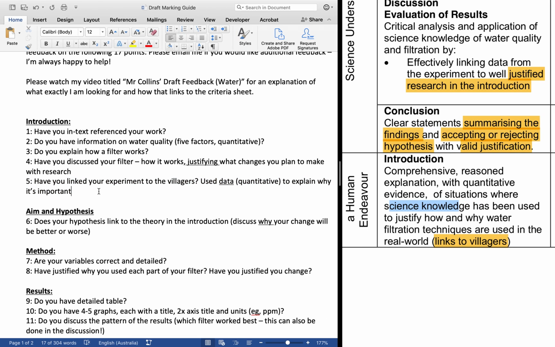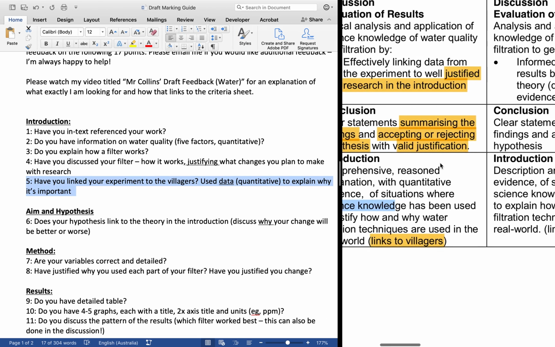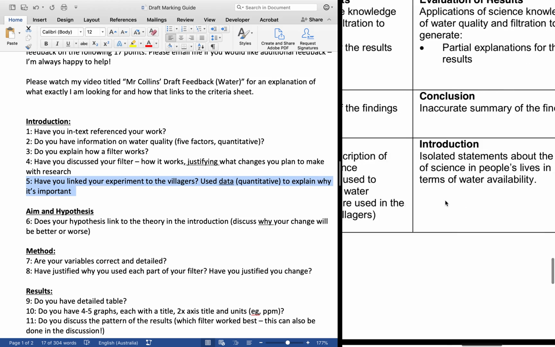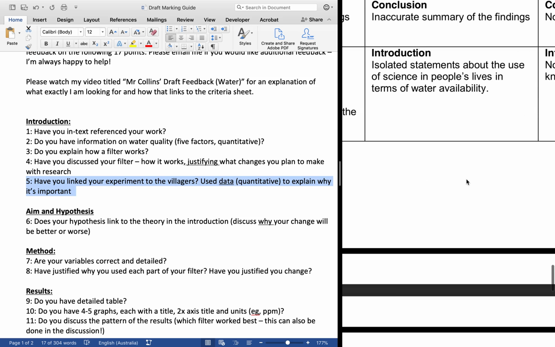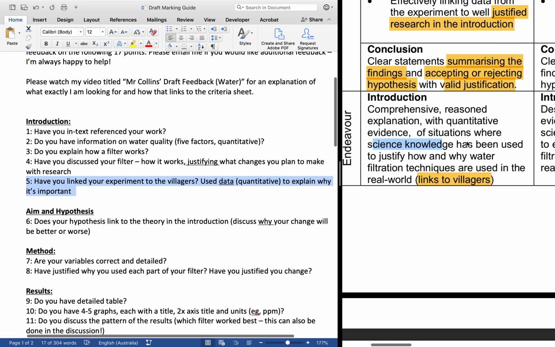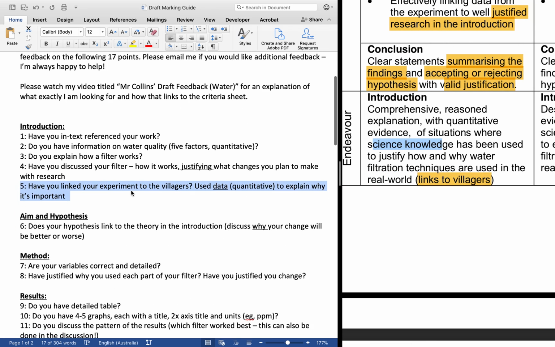So that was point 5. Have you linked your experiment to the villages? If you don't do that, I can't give you a good mark. If you don't link to the villages at all, you can only get a D. So you really need to talk about the villages. All right. Now the next section is the aim or hypothesis, point 6 of 17.